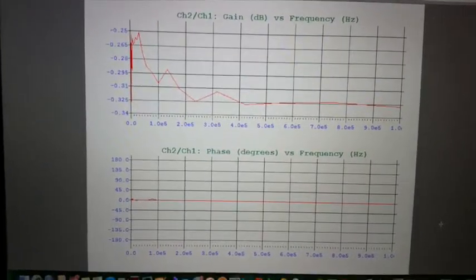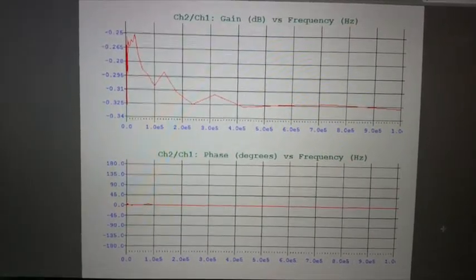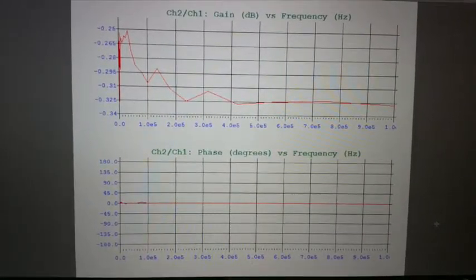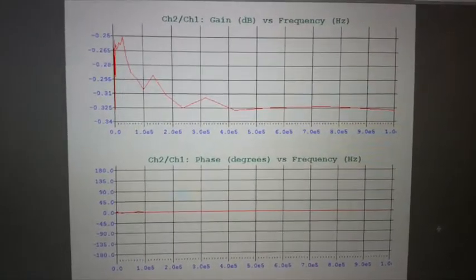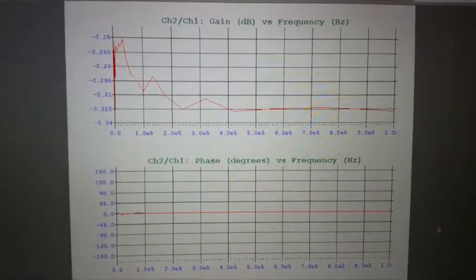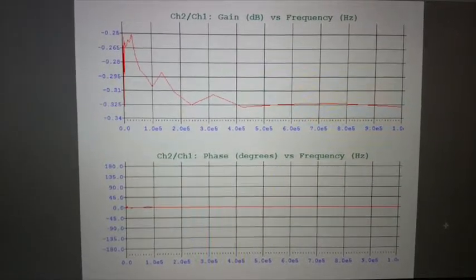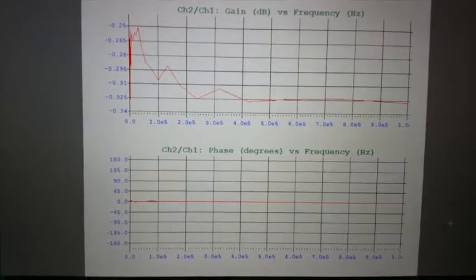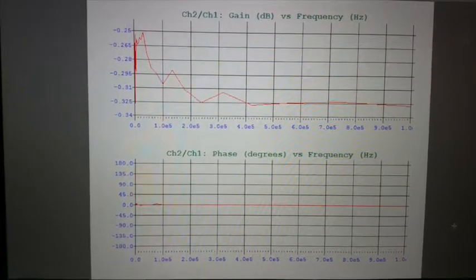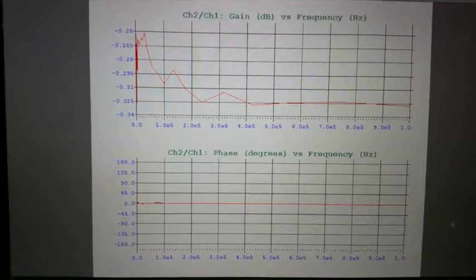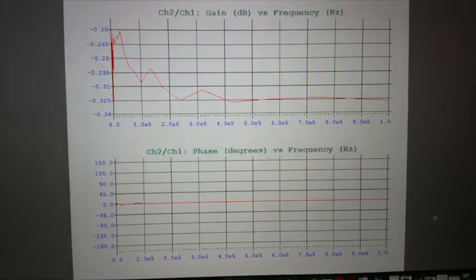But you can see that after 100 kilohertz, the gain is relatively constant at about -3 decibels, which is exactly where we want it. And it remains around there until it drops off at much higher frequencies that are out of our measured range. You should also note that there is a phase shift of 0 degrees, so that VO1 is in phase with the input voltage, which is exactly what we expect.